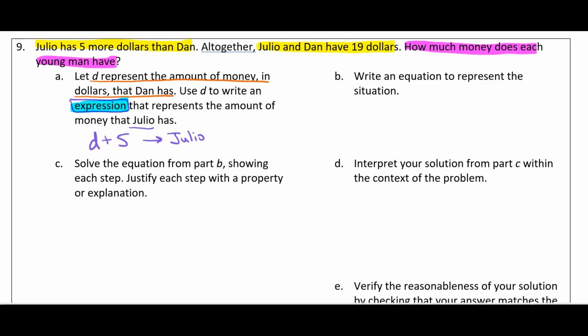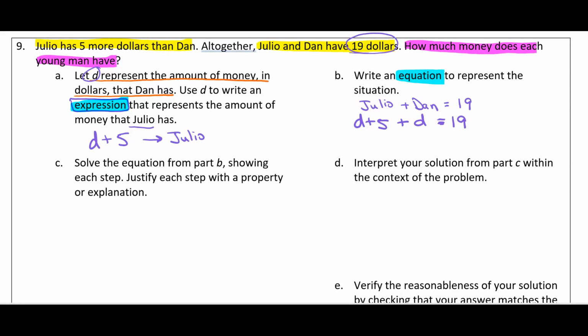So now on part B it says write an equation to represent the situation. So let's think this through. We have Julio plus Dan, and that's going to equal $19 because that's how much money they have all together. So Julio's expression is D plus 5. Dan's expression is just D. So remember up here, D represented Dan. So that's plus another D equals 19. So this here is my equation. D plus 5 plus D equals 19.